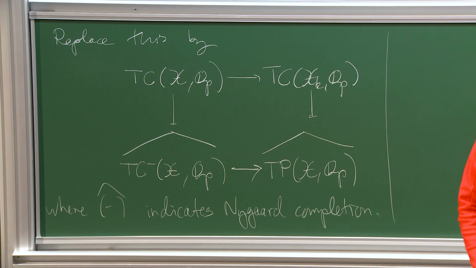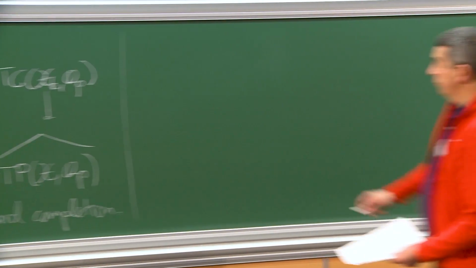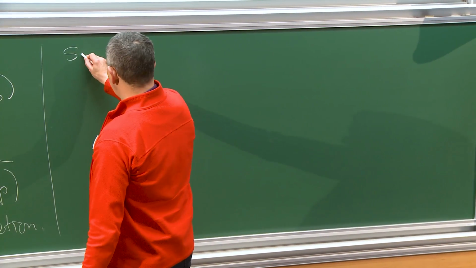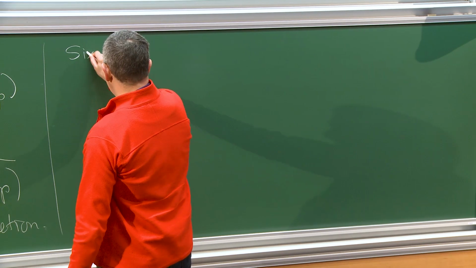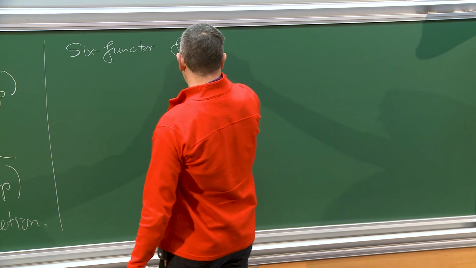Okay, so let me first explain what algebraic topology is. So this is the six-functor formalism on anima.